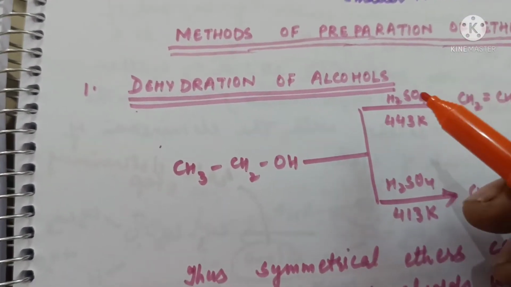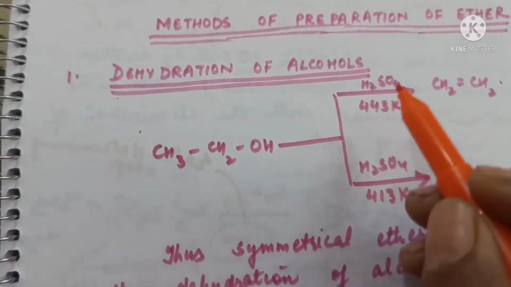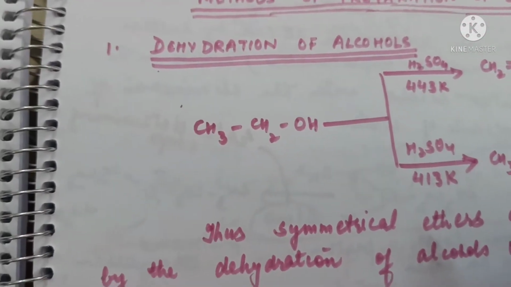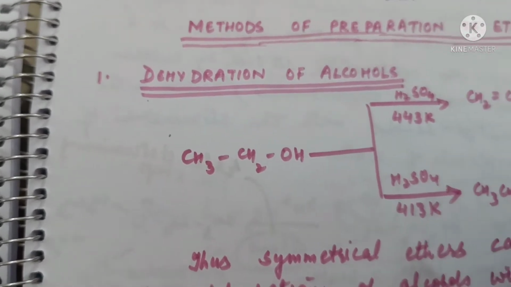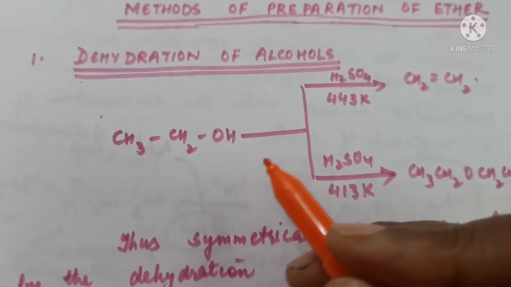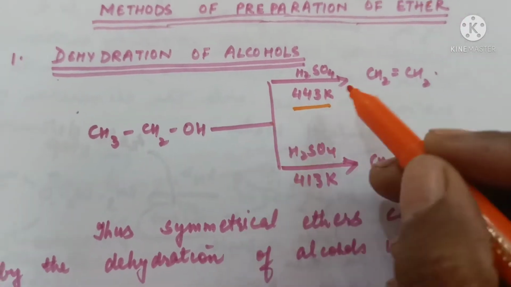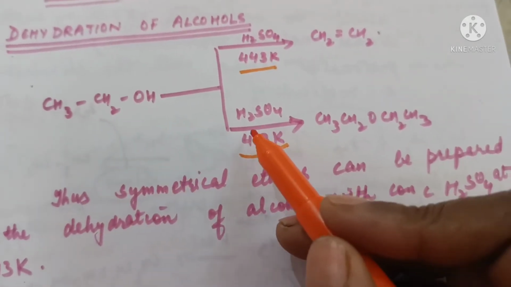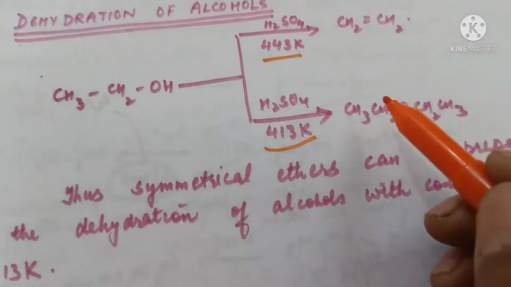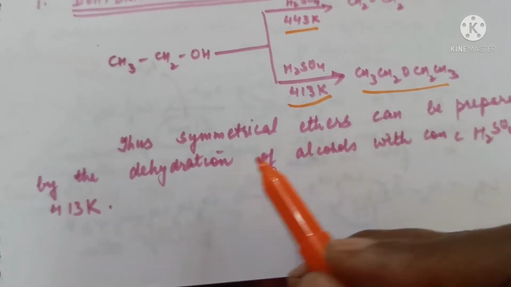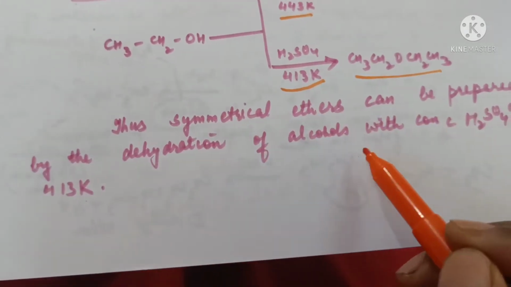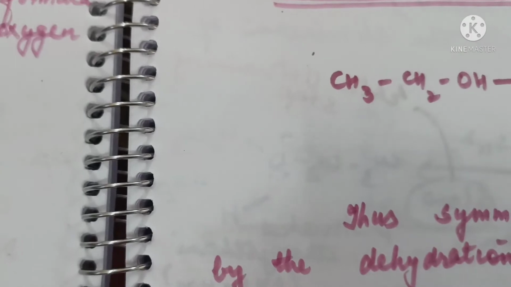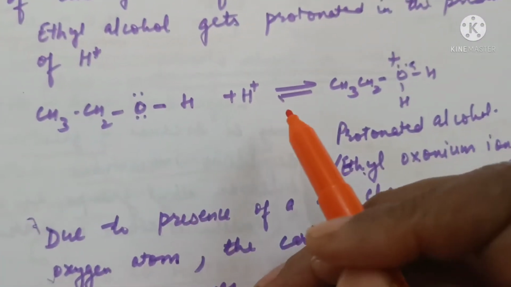Methods of preparation of ether. First method is dehydration. Alcohols undergo dehydration in the presence of protonic acids such as sulfuric acid, phosphoric acid to give either alkenes or ethers. So reaction conditions matter. At 443 Kelvin, it will give alkene, whereas at 413 Kelvin, ethanol in the presence of sulfuric acid will form ether. So symmetrical ethers can be prepared by dehydration of alcohols with concentrated sulfuric acid at 413 Kelvin temperature.